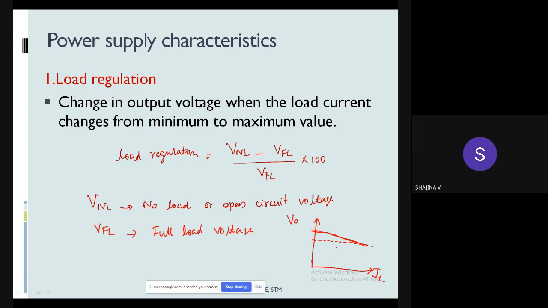ഇത് നമുക്ക് എന്തായാലും ലാബിൽ ചെയ്യാം. ഓക്കെ, ലാബിൽ നിങ്ങൾക്ക് ഇത് കാൽക്കുലേറ്റ് ചെയ്യാനുണ്ട്, ലോഡ് റെഗുലേഷൻ, ലൈൻ റെഗുലേഷൻ. So practically what we do is plotting V0 versus IL, and from this graph we are calculating the load regulation. Okay, so load regulation is equal to V no load minus V full load divided by V full load into 100. Or we can simply say change in output voltage when the load current changes from minimum to maximum value.